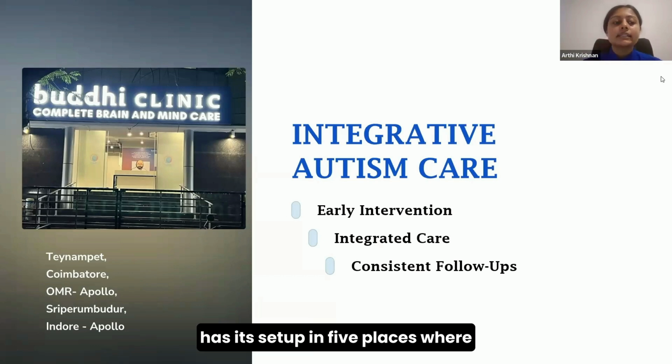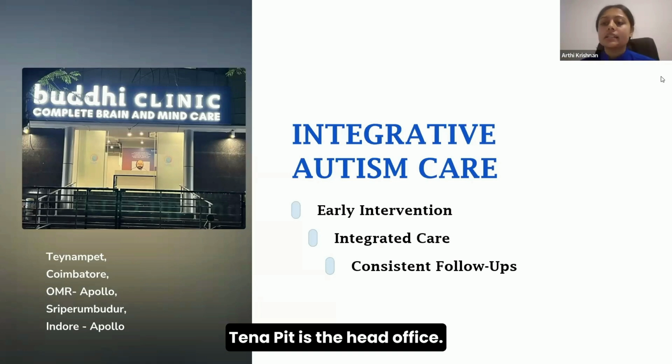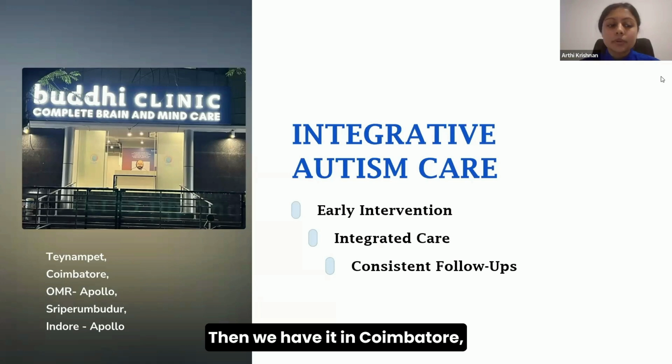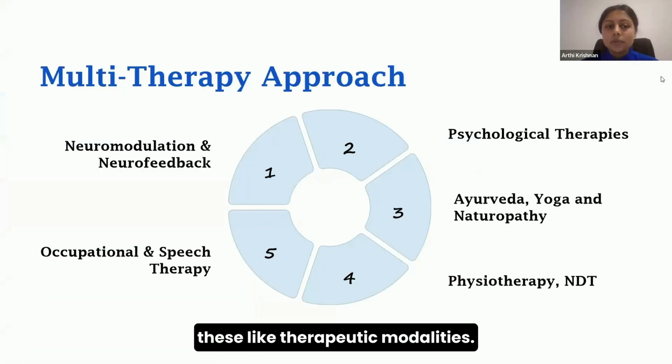And Buddhi Clinic currently has its setup in 5 places where Tenampet is the head office. Then we have it in Coimbatore. We have it in OMR, which is inside the Apollo facility. We have it in Sriperumbudur and also in Indore, where OMR and Indore are collaborations between Buddhi Clinic and Apollo. So under one roof, we have all of these therapeutic modalities, so it improves the outcomes and we see results in a shorter time in comparison to just using one therapeutic modality. And during the mid of therapy reviews and end of therapy reviews, it happens with the doctors.